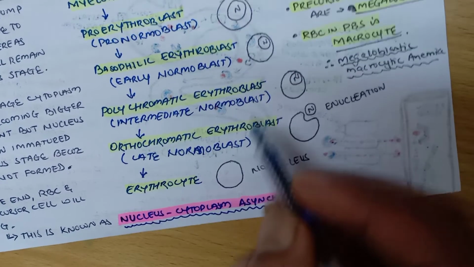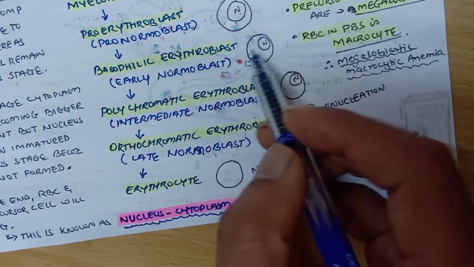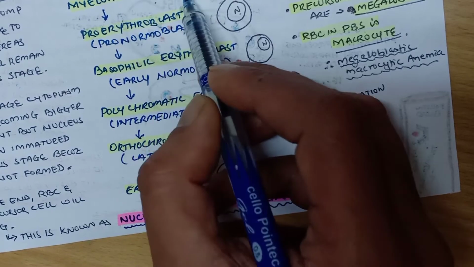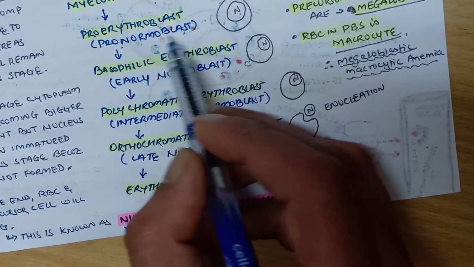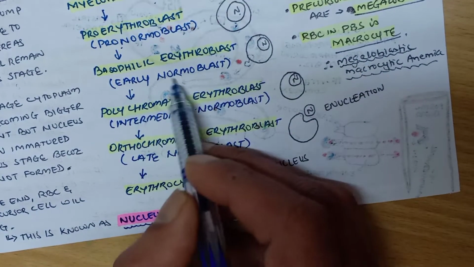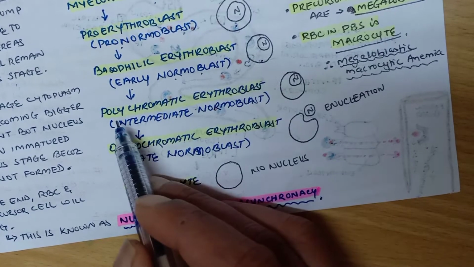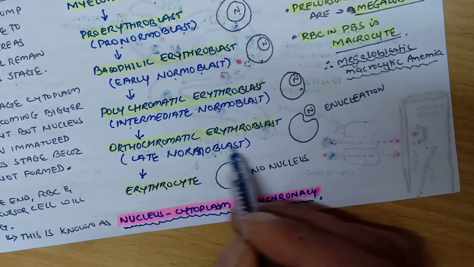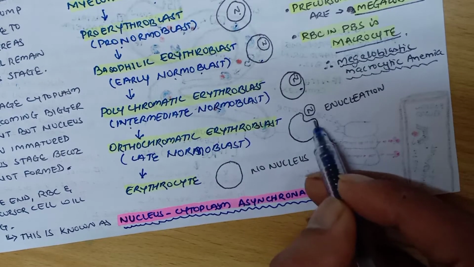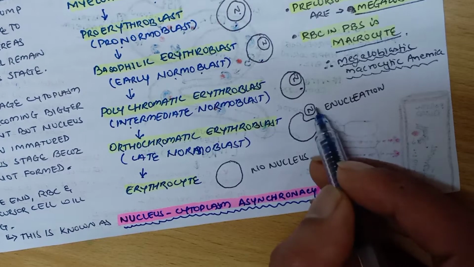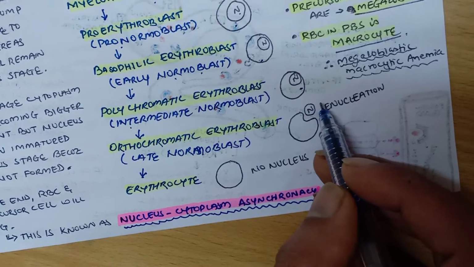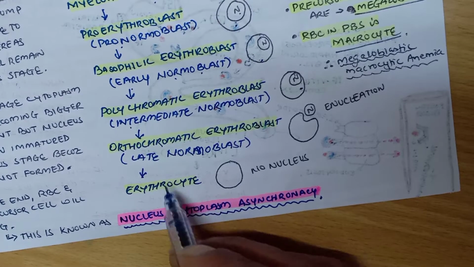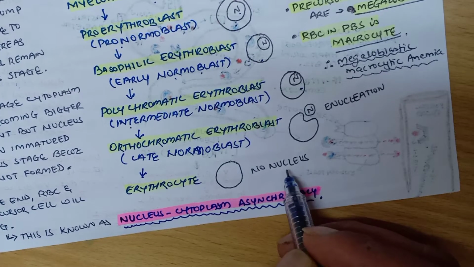So we see there is a nucleus present in the precursor cells. The myeloid progenitor cell will have the nucleus, pronormoblast will have the nucleus, early normoblast will have the nucleus, intermediate normoblast will also have the nucleus. Now in the late normoblast there will be enucleation, so the nucleus will come out. What is left? The erythrocyte or the RBC will have no nucleus.